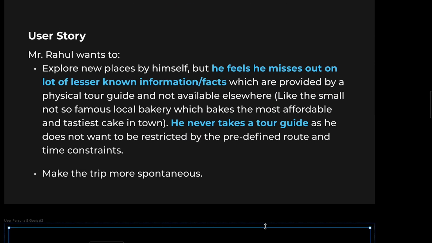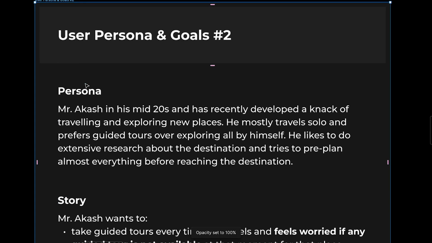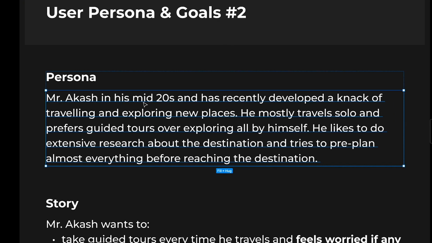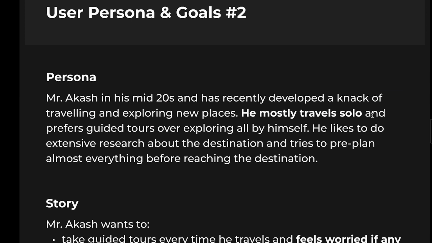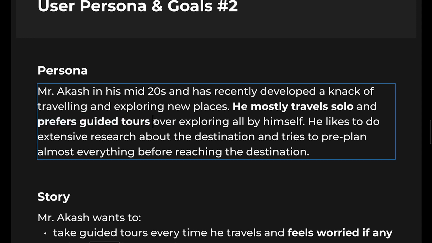Okay. That is perfect. Now, he has another user persona and let's read that. Now, Mr. Akash is in his mid-20s. And he's recently developed a knack of traveling and exploring new places. Fine. He mostly travels solo. So this is again the important part. And he prefers guided tours, right? That's also a behavior over exploring all by himself.